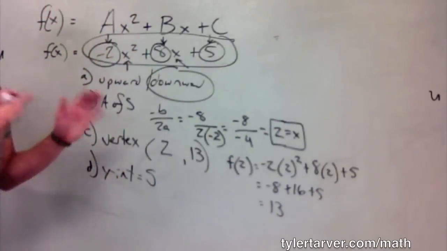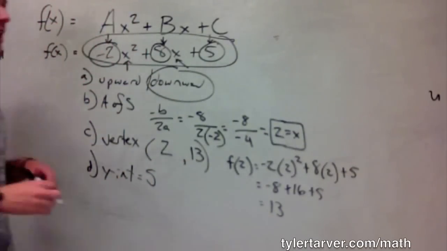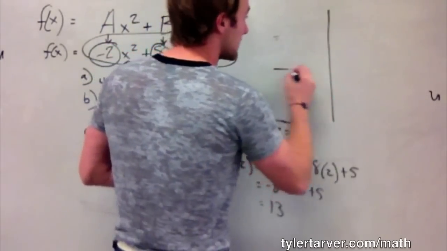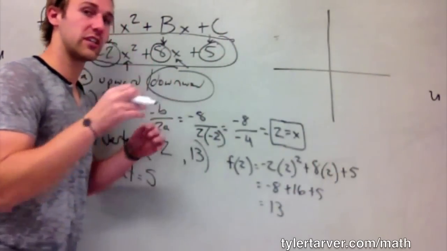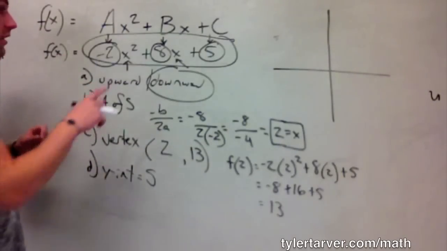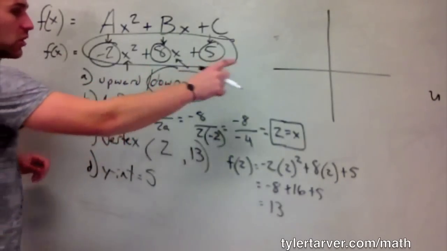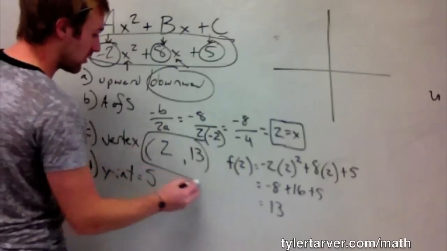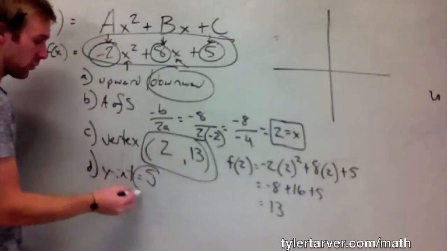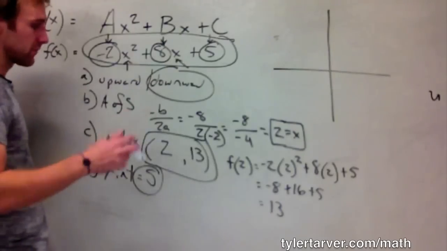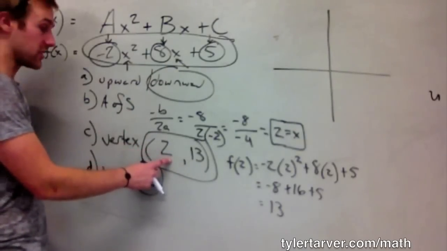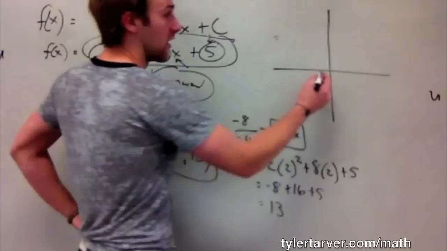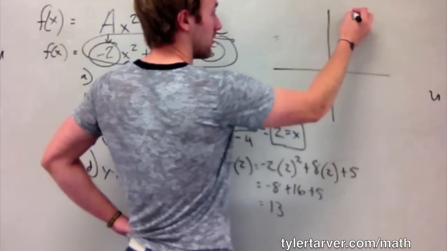All right, now, with this information, we can plot this on a line. Now, if you're doing your homework for my class, it doesn't have to be too specific as long as you get the understanding that you know what you're doing. All right, we know it's facing downward. We know it goes through the axis of symmetry at x equals 2. We know that's the vertex, and we know the y-intercept is 5. First thing I can do is plot the vertex. 2, 13. I go over 2, up 13.